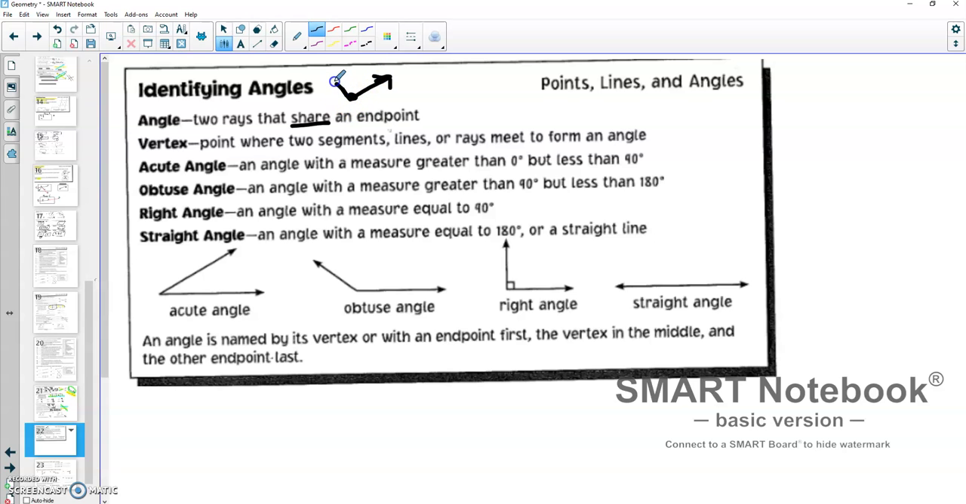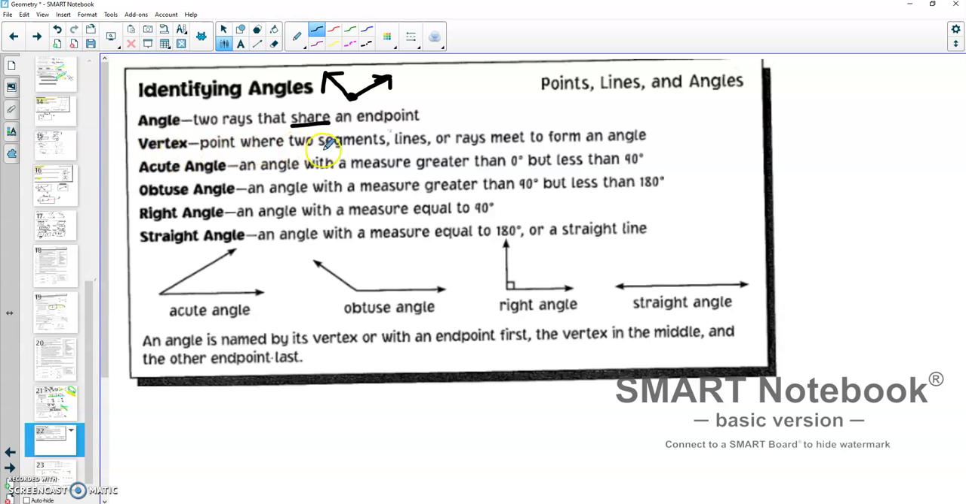And if I draw another ray going out, I have two rays. One right here, the other one right here. And they share an endpoint. What we have now is called an angle. Okay? And you've seen these before.